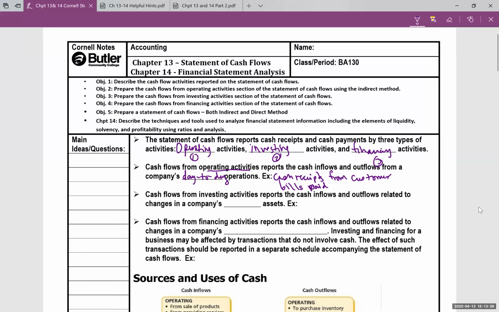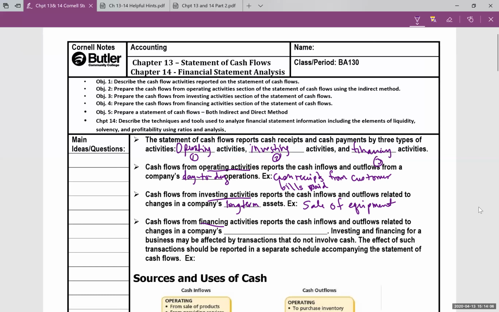So when we're starting to talk about investing activities, if a company had cash coming in that's related to a company's long-term assets. Long-term assets. Some examples of this are cash receipt, let's say you sale of equipment. You did a cash sale of your equipment, brought in some cash. That would go in the investing activities section.